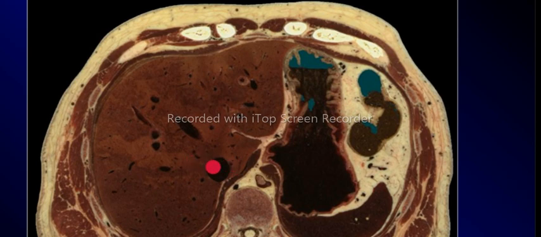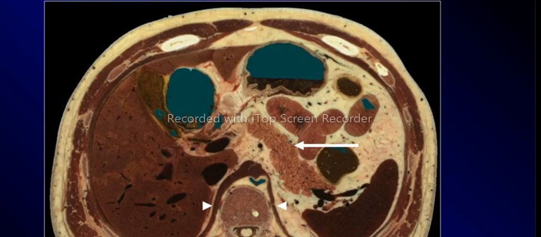This is your spleen getting bigger as we go down. This is your stomach. And this is bowel, mesenteric fat. Further down, there is no more lung tissue. We have the diaphragm there. This is still your diaphragm there. This is your spleen. This is splenic hilum.